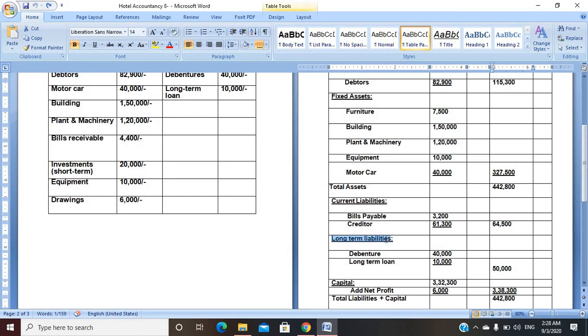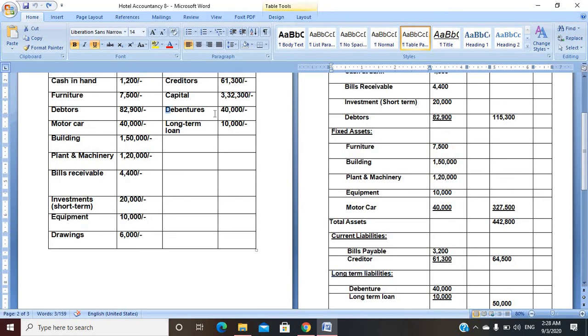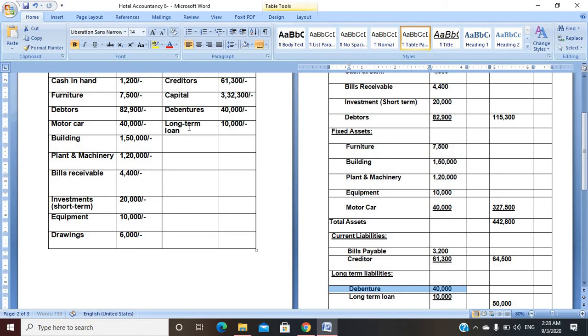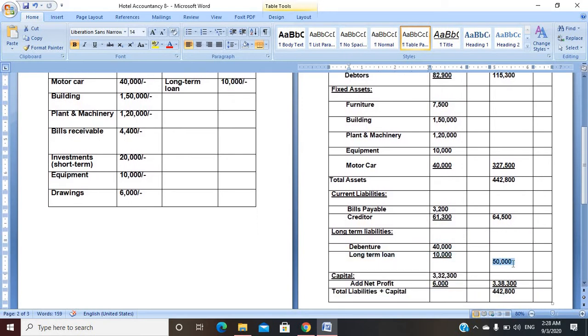Next we go to long-term liabilities. What are long-term liabilities? Those which are pending for a long period of time. So debentures are the amount 40,000. I just mentioned debentures 40,000 here. Long-term loan: we have taken some long-term loan, so 10,000 long-term loan is also mentioned here. 40,000 plus 10,000 gives me the 50,000 figure. That way long-term liabilities are done.